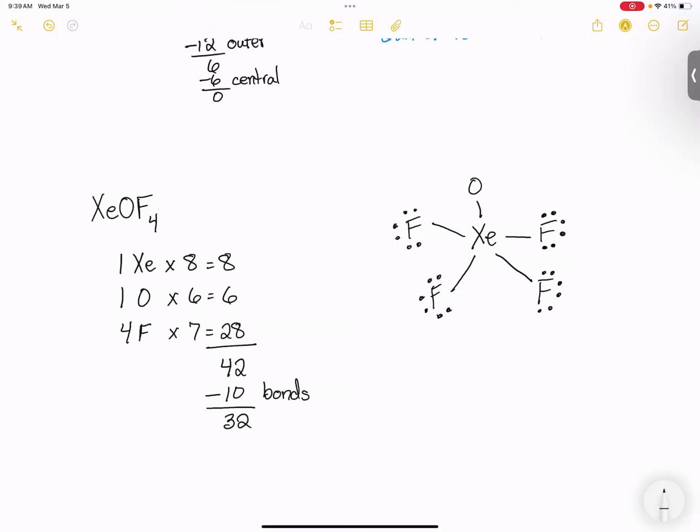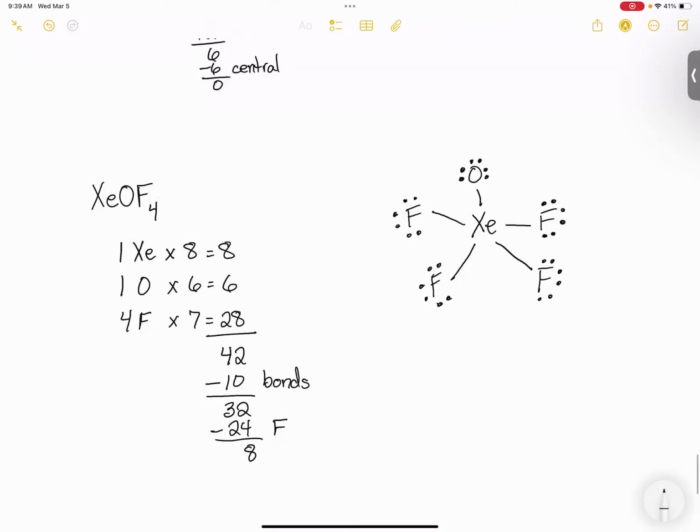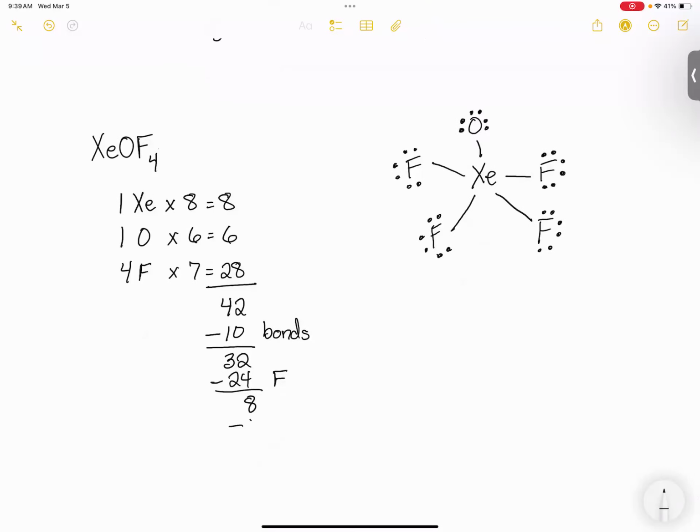Fluorines, each fluorine got 6, so 6 times 4 is 24, so we'll subtract out 24 there. And that leaves us 8 valence electrons to distribute. Again, you give your outer atoms an octet. Our oxygen currently has 2. To give our oxygen an octet, it needs 6 more. So we'll give 6 more to our oxygen, and we are left with 2.